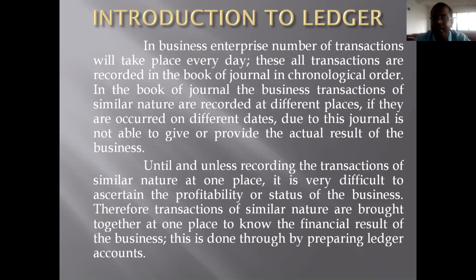There are seven functions of accounting. First one is identifying, second is measuring, third is recording, fourth is classifying, fifth is summarizing, sixth is analyzing and interpreting, and seventh is communicating. So the third function, recording, deals with journal, and the fourth function, classifying, deals with ledger. Classifying means we bring all similar kinds of transactions at one place under a particular head. That particular account is called what? It is called ledger.